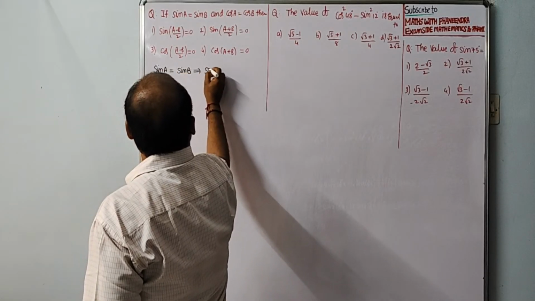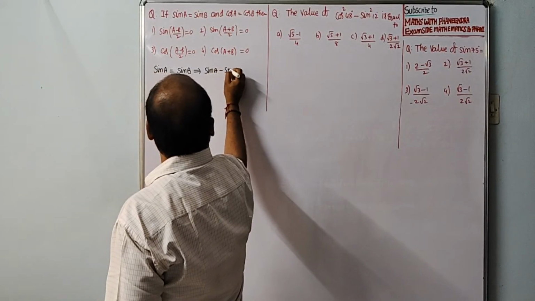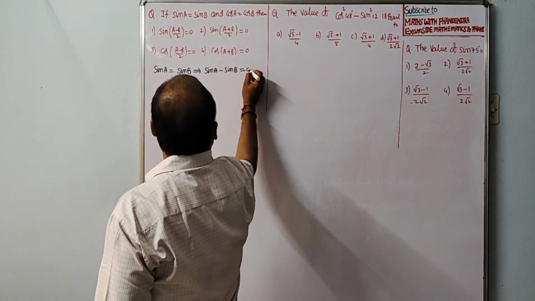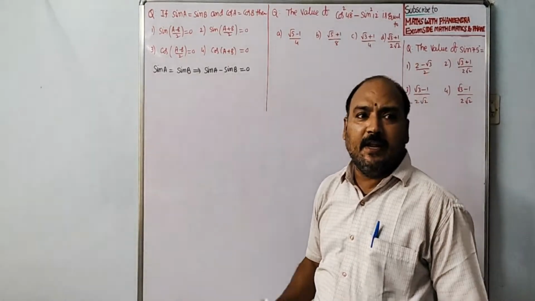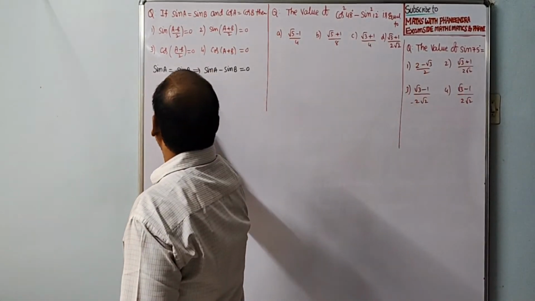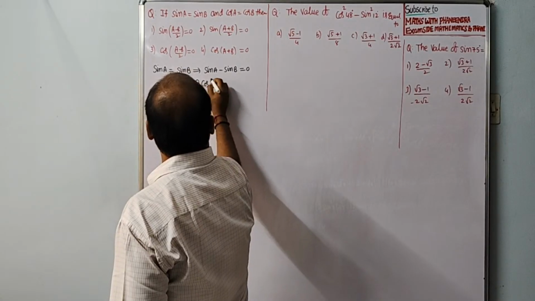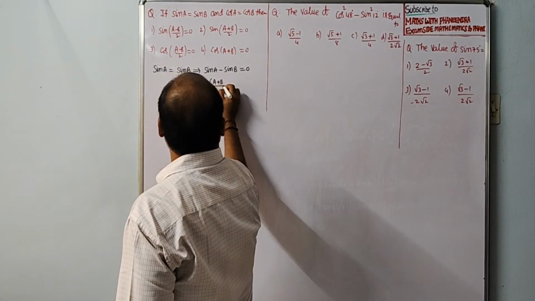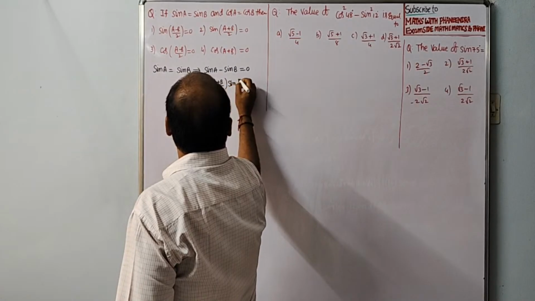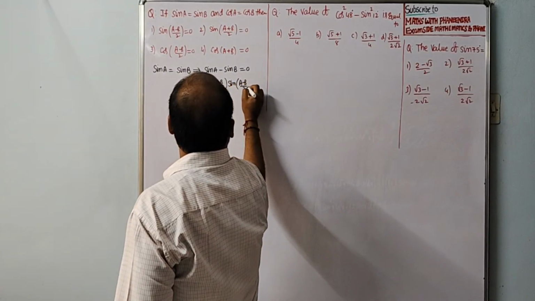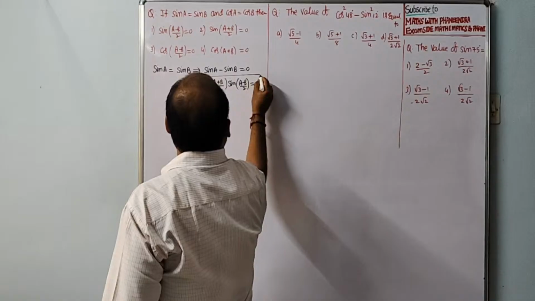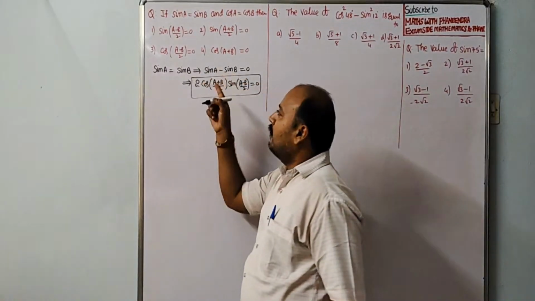That implies sin A minus sin B equal to 0. Sin C minus sin D, it is in this form. That implies 2 cos A plus B by 2 sin A minus B by 2 equal to 0. Here we applied sin C minus sin D formula.